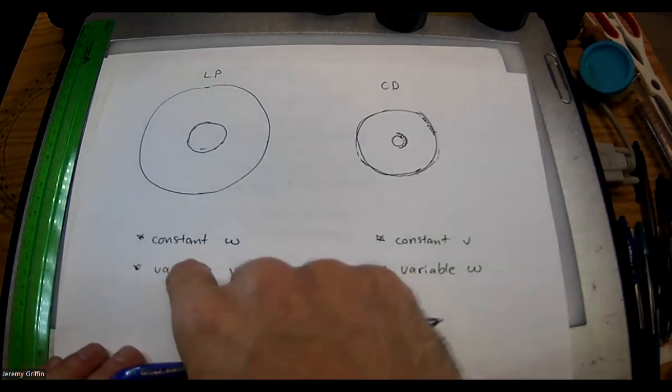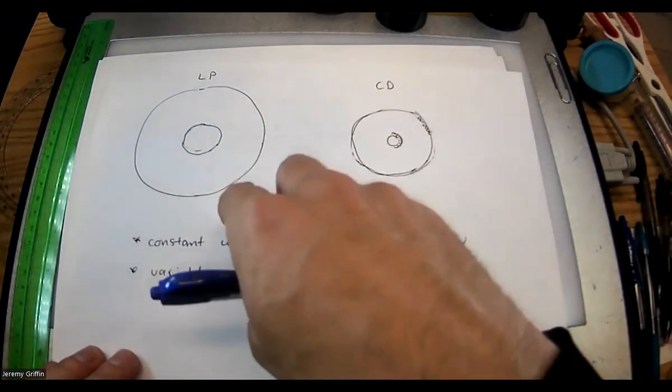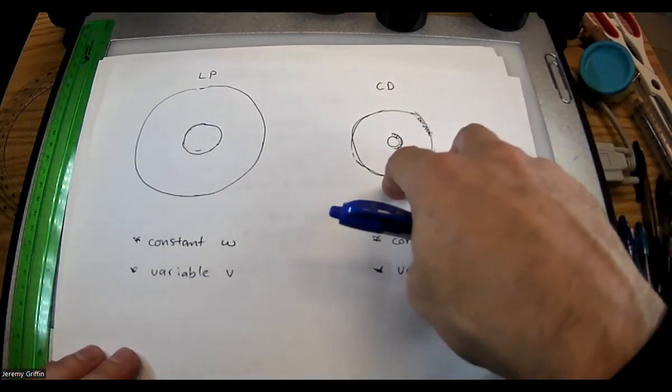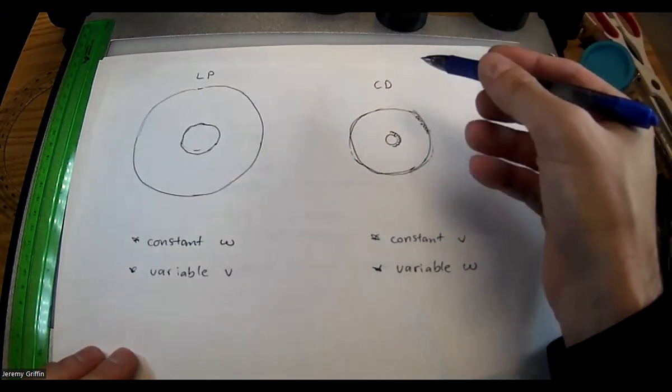All right, so that's going back to analog a few decades ago. Then fast forward a bit to the digital version, compact discs, CDs.